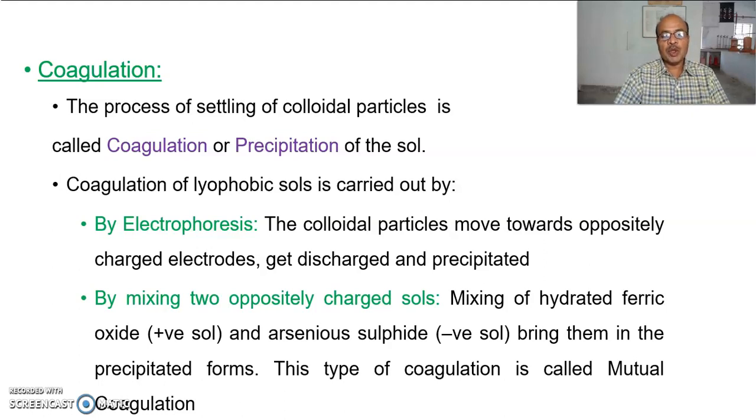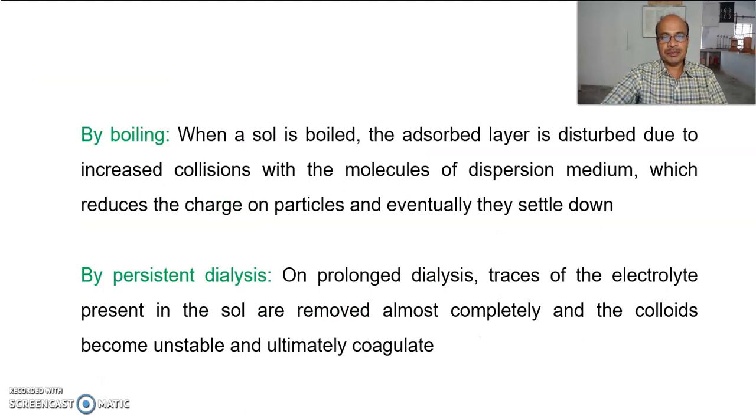Now by mixing two oppositely charged salts, let us take hydrated ferric oxide salt, which is a positively charged salt, and also arsenious sulfide salt, which is a negatively charged salt. If these two salts are mixed in equal proportions, it brings them in the precipitated form. Because the charge on the two salts gets neutralized, the salt is precipitated. So this type of coagulation is called mutual coagulation.